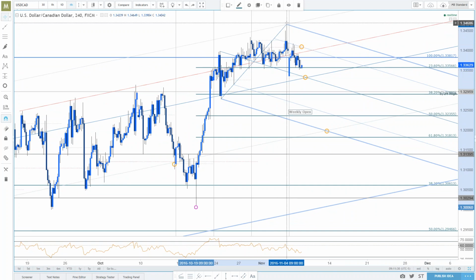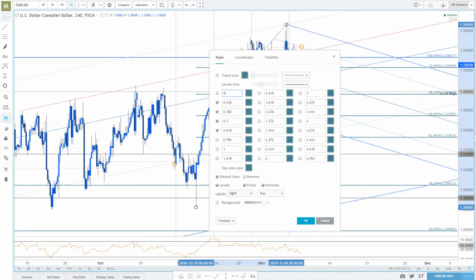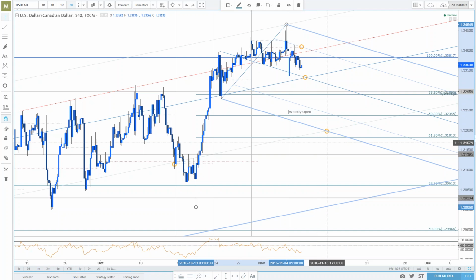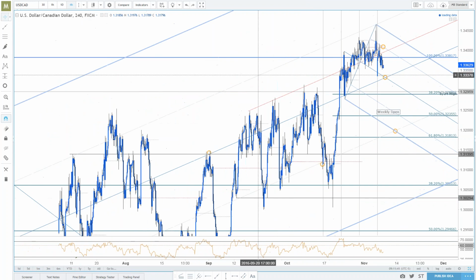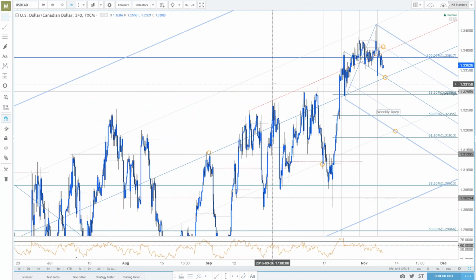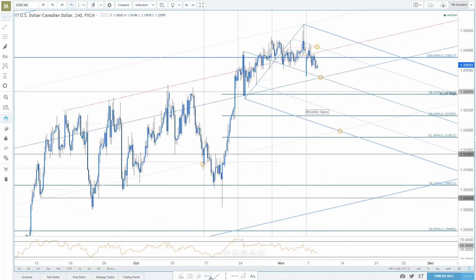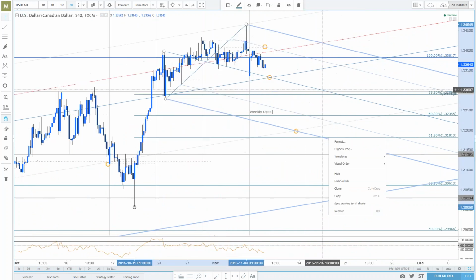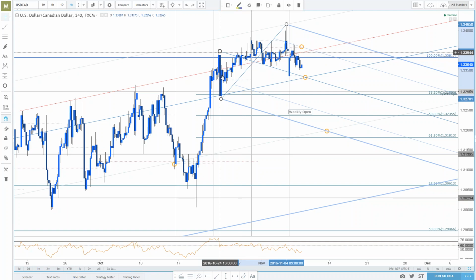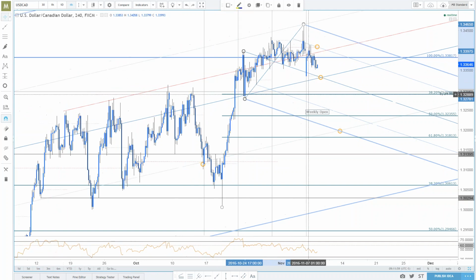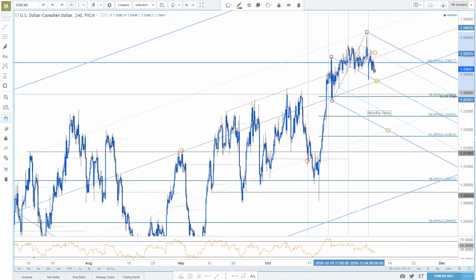Let me just fix this real quick. Okay, so I could just drop this line here for you, but I don't really need it. It's basically the weekly open, okay? Your weekly open, those gray dots, which come alongside the median line off the highs, which come alongside this median line for the broader structure.